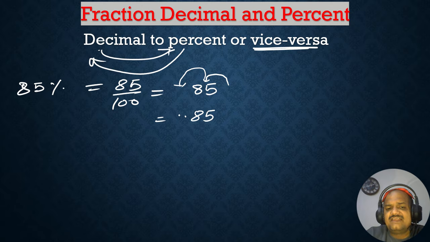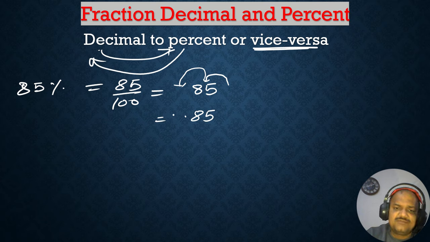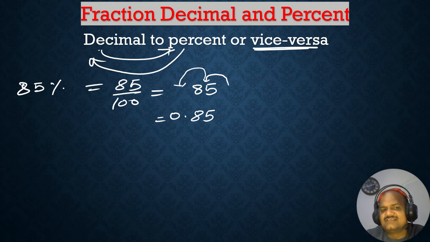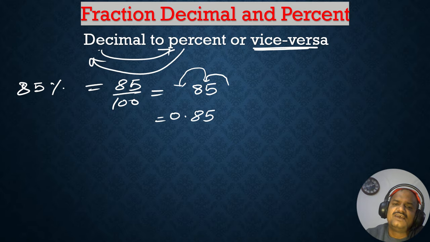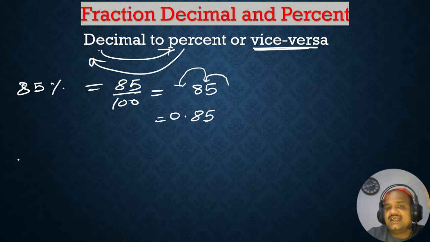Now no number is left before the point. So if no number is there, then you will write 0. So 0.85 is the decimal representation of 85%.